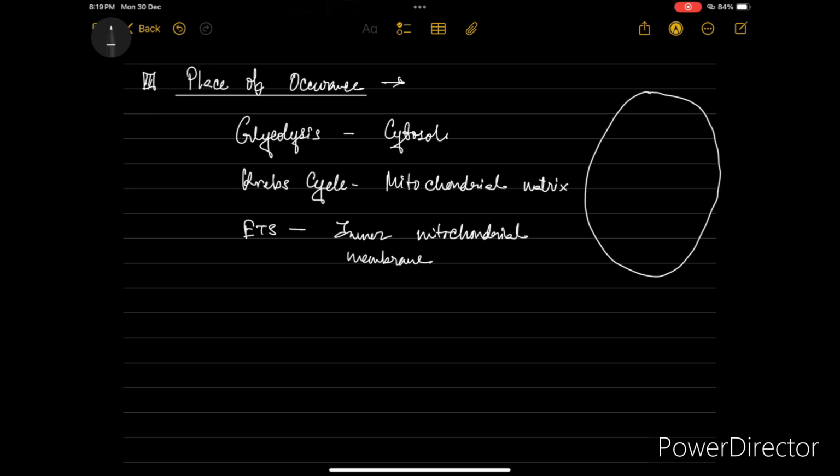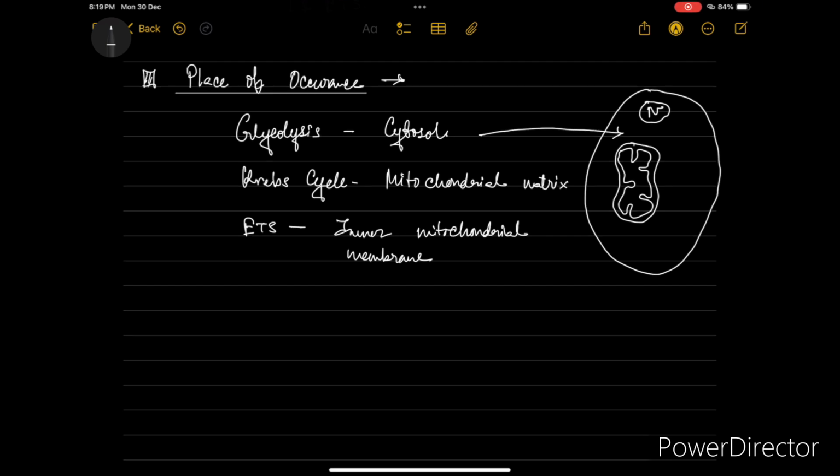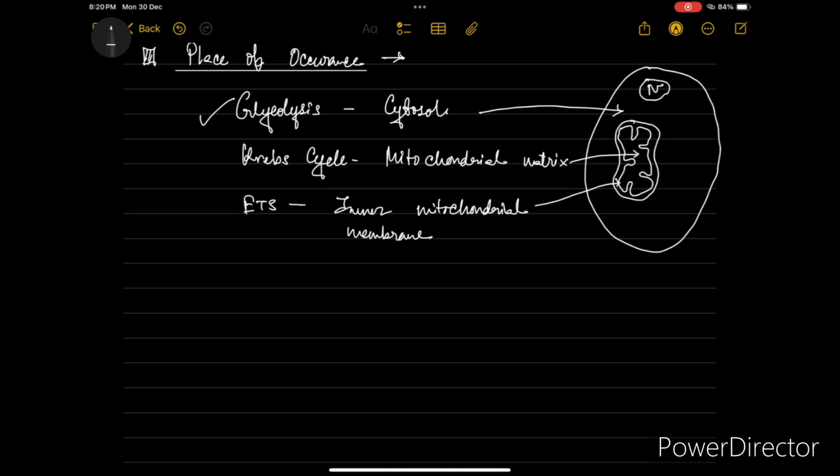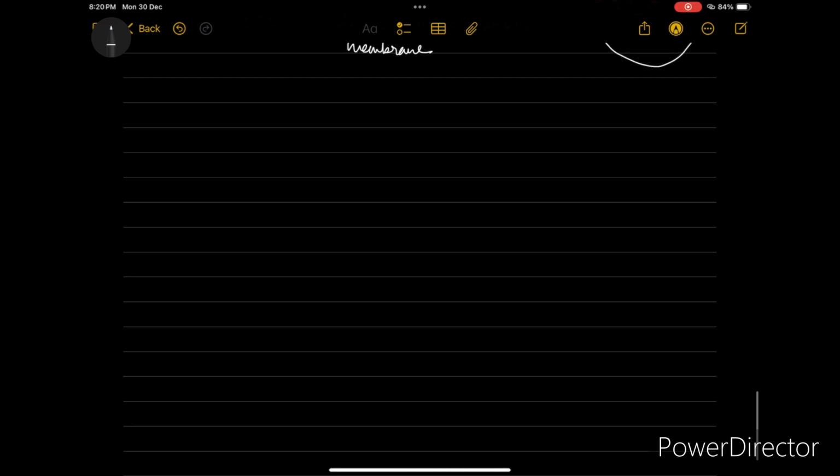Now, suppose it is a cell with a prominent nucleus having well-developed mitochondria, and this is the inner membrane of mitochondria. Glycolysis occurs in the cytosol. Within the mitochondrial matrix, the Krebs cycle takes place, and in the inner mitochondrial membrane, ETS takes place. Now, we discuss the topic of glycolysis.